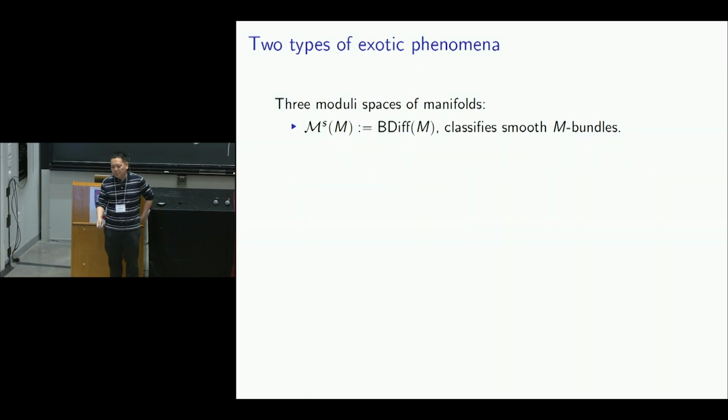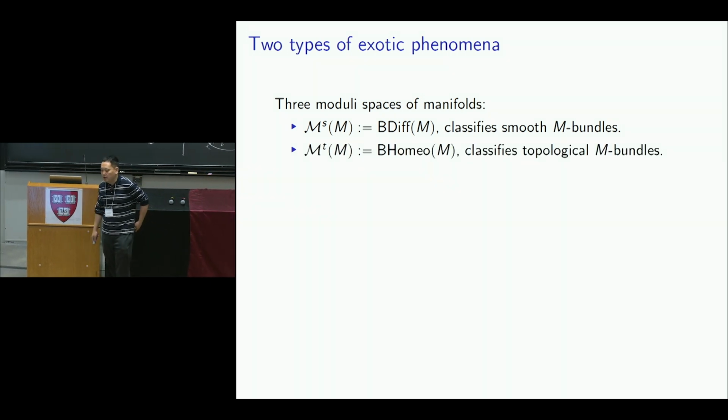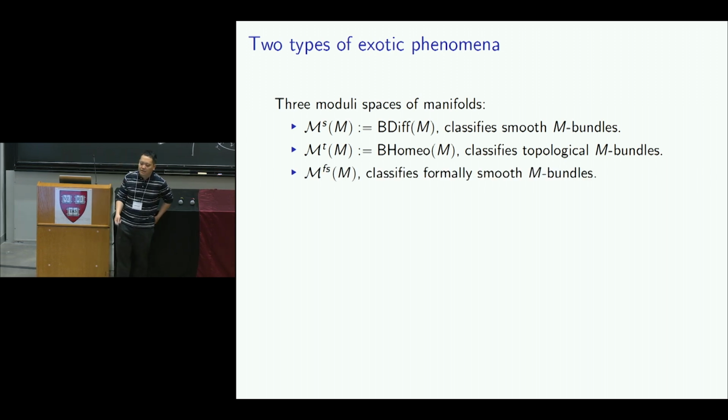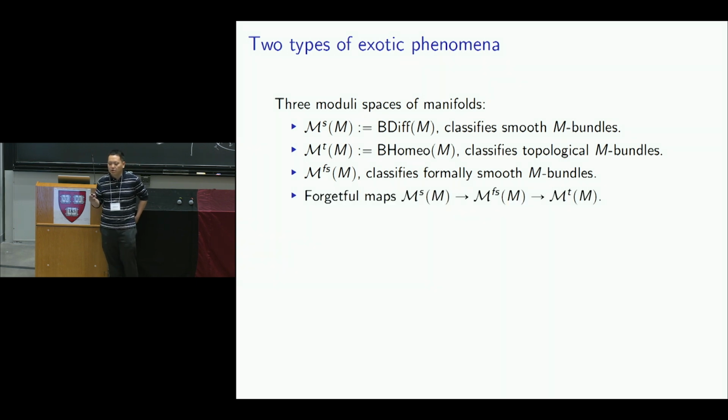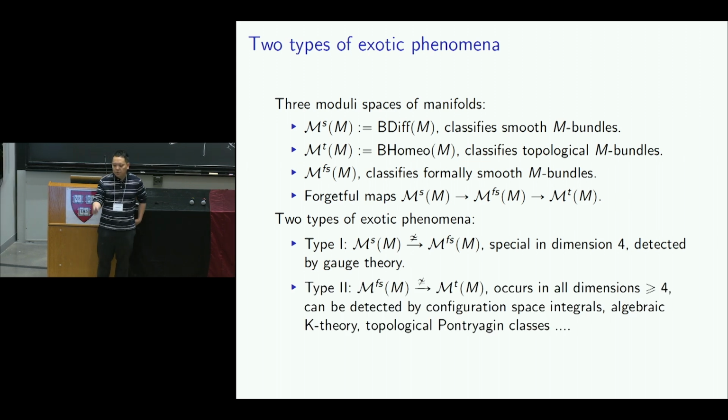Let's return to this question. What's the difference between the exotic bundles detected by configuration space integrals and by gauge theory? We have three moduli spaces: the moduli space of smooth manifolds, the moduli space of topological manifolds, and the moduli space of formally smooth manifolds. It turns out that the exotic phenomenon has two types. The difference between smooth and formally smooth is special to dimension 4 and is detected by gauge theory.